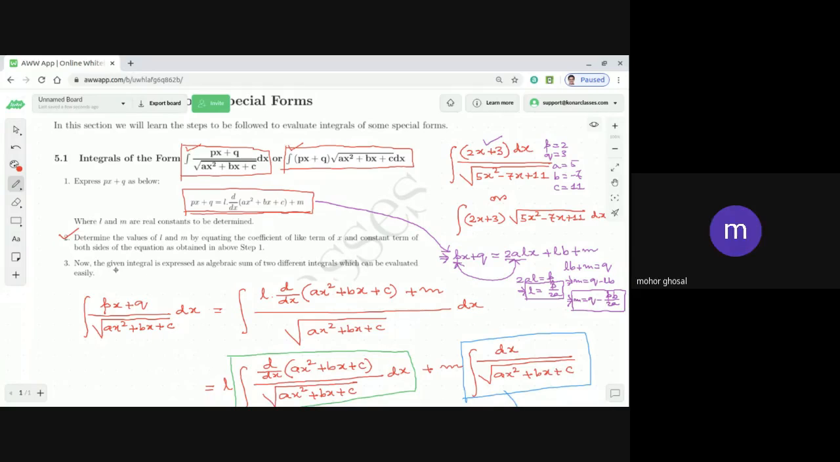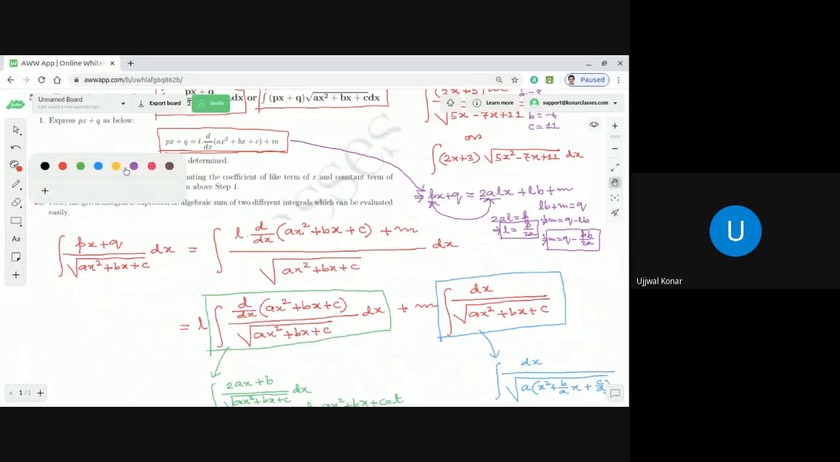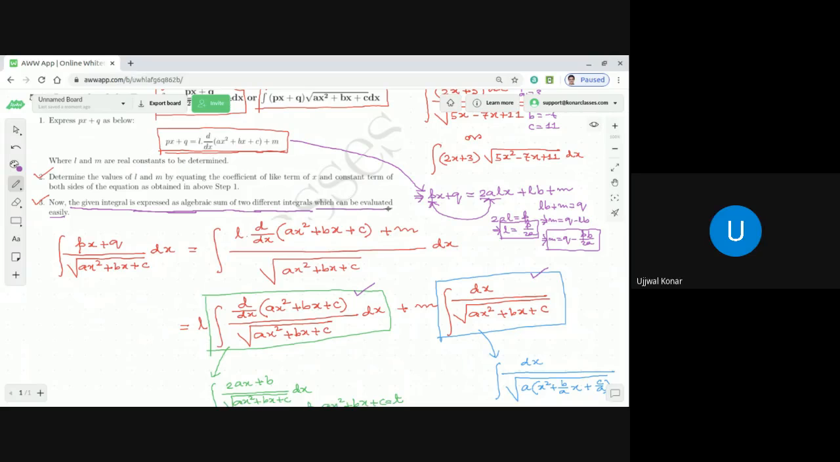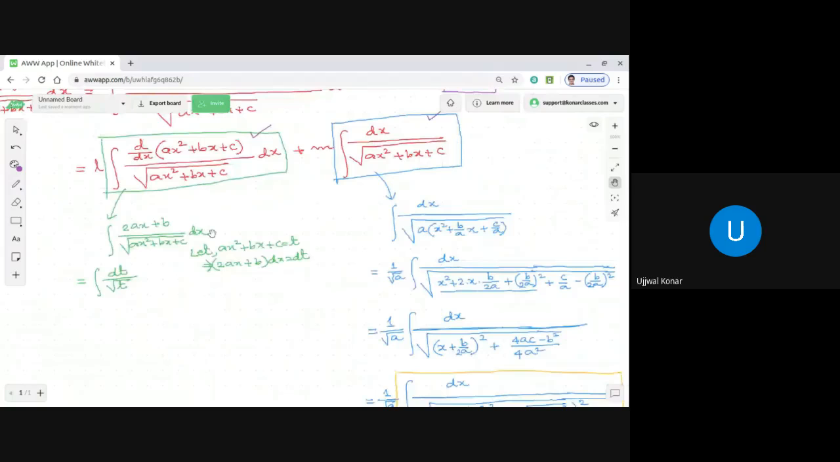Now the third step is that the given integral is expressed as an algebraic sum of two different integrals, as you see here. One integral is here and this is another integral. The given integral is expressed as an algebraic sum of two different integrals, which can be evaluated easily. How can we evaluate it easily? Because, as I just showed you, the first one is very easy, which is in green color, and the second one is also easy, which is in blue color.